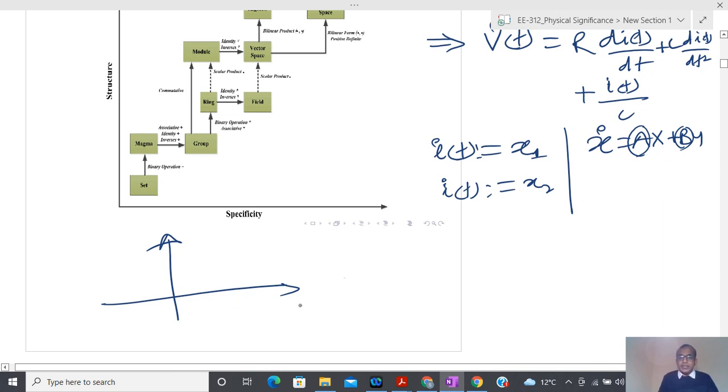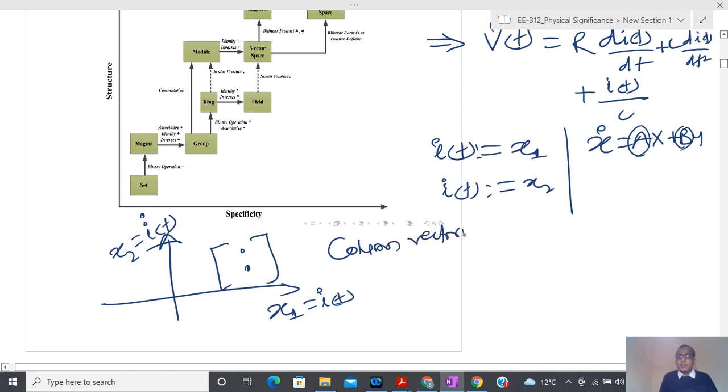Here you can see that again my space is x1 and x2, because I want to know how x1 and x2 are evolving. What is the future value of x1 and x2? If you see x1, this is i and this is i dot t. So if you take any element in this space, the current and the rate of change of current are the elements of it, and this is represented in the form of a column vector.